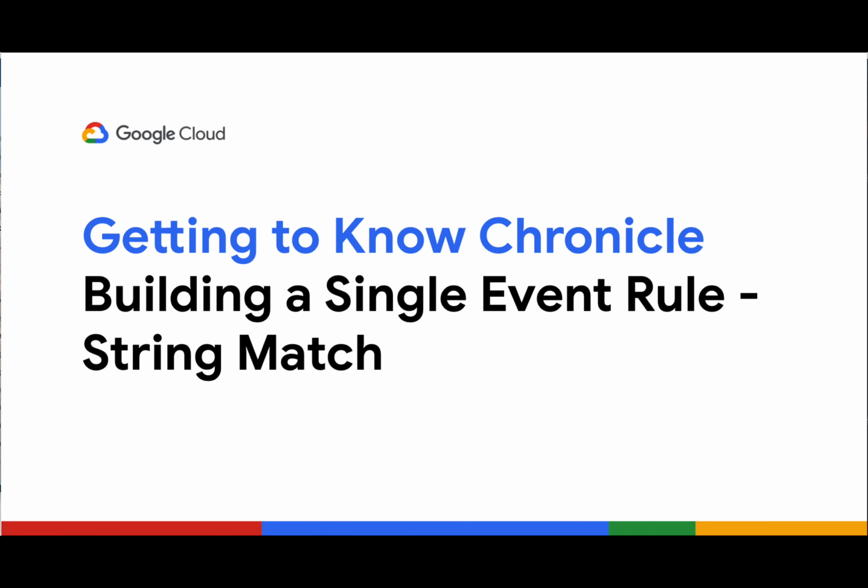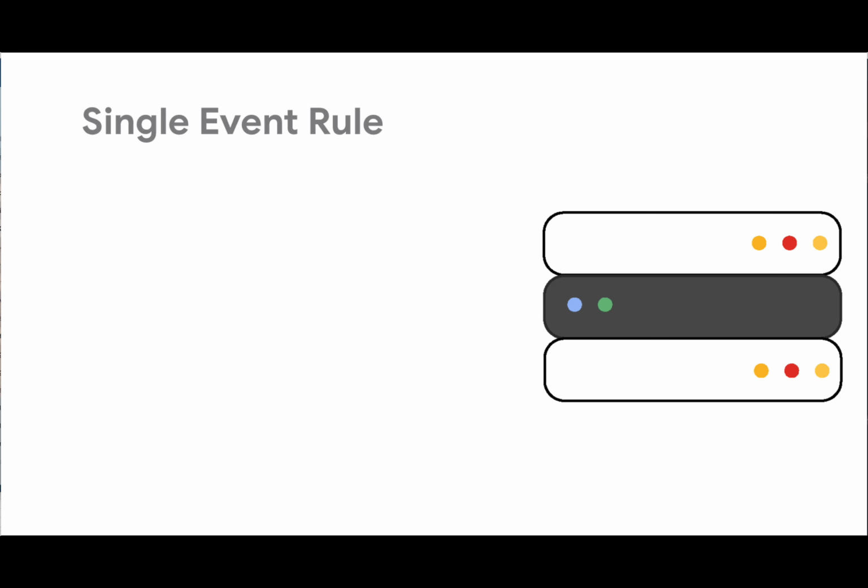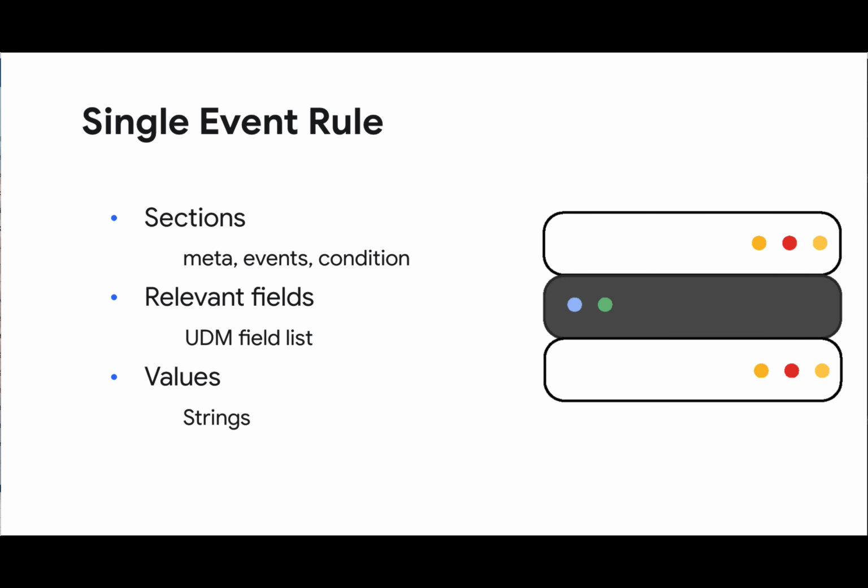I'm John Stoner, a member of the adoption engineering team at Google Cloud, and today we are going to build a single event rule using string matches. In previous videos, we have touched on the structure of the rule, operators, and variables, so this is an opportunity to put these pieces all together.